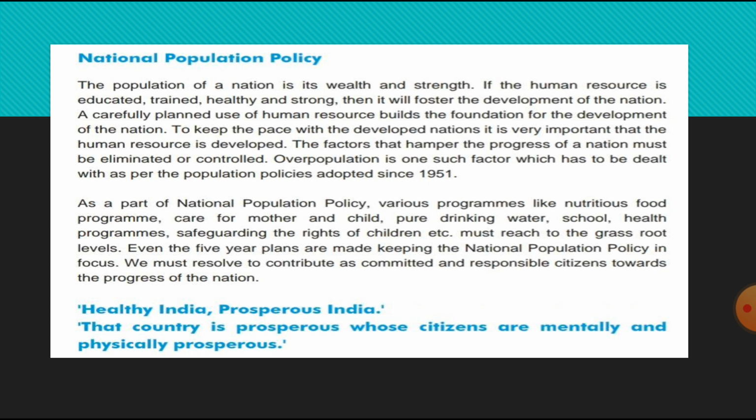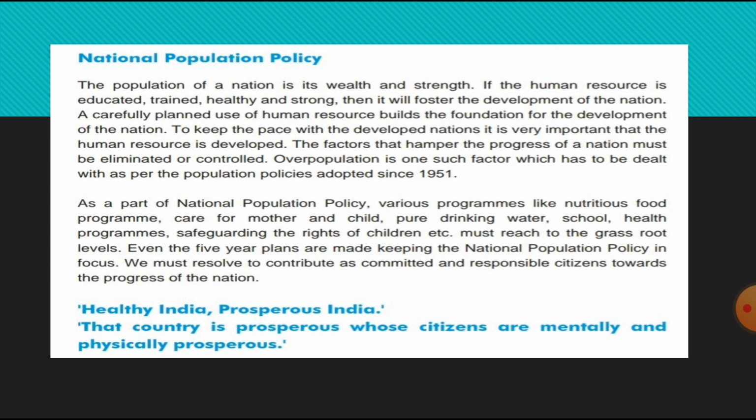Now we will discuss the national population policy. The population of a nation is its wealth and strength. If the human resource is educated, trained, healthy, and strong, then it will foster the development of the nation. A carefully planned use of human resources builds the foundation for the development of the nation.